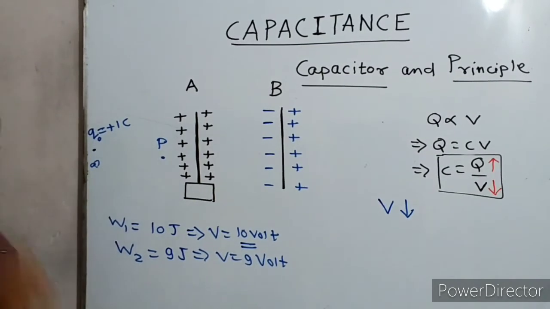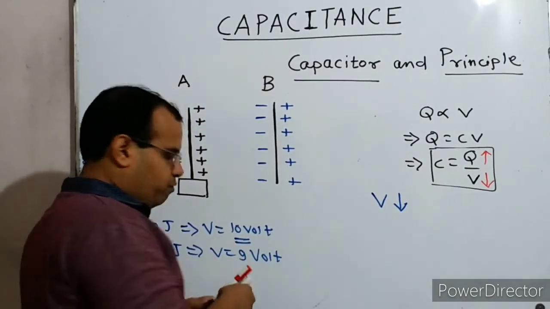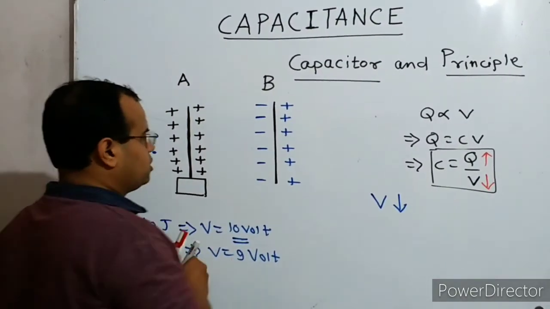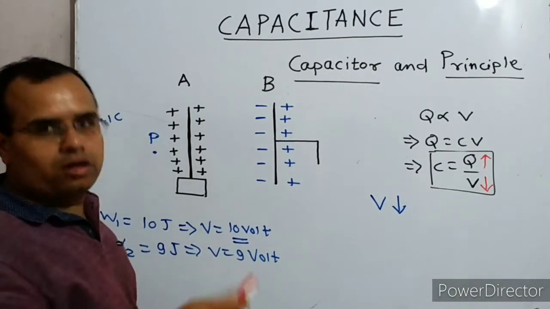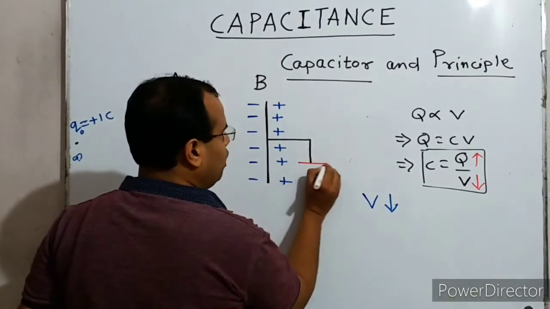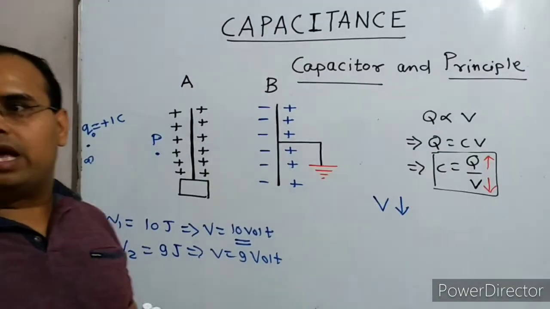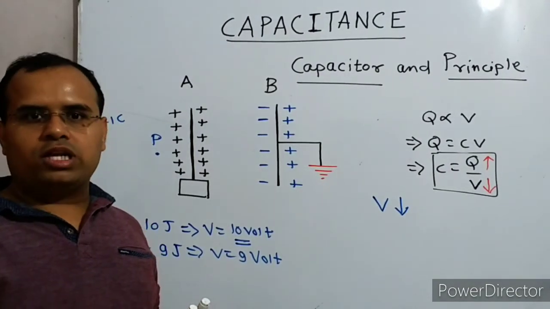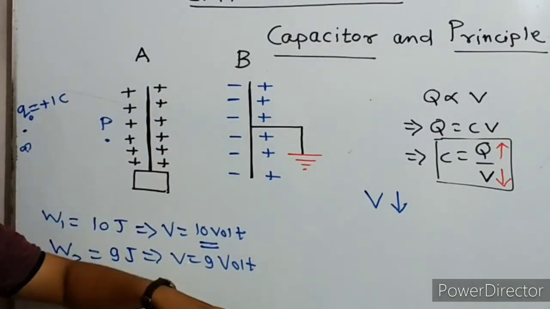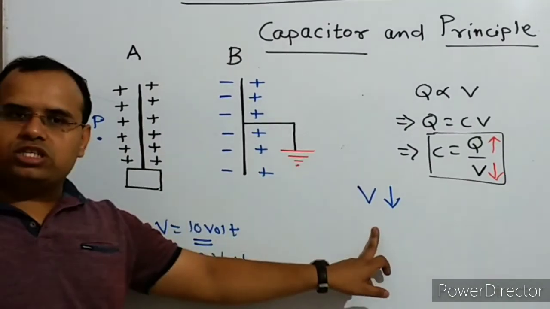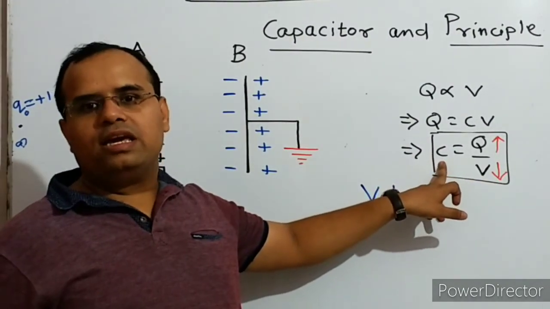Now we can decrease it further. How can we decrease it further? For that, we are connecting this with earth. Okay, so it is called earthing. So what we have done is the earthing here. When we do the earthing, what will happen? We decrease the work done, so the potential has also decreased. If the potential is decreased, capacitance is automatically increased.